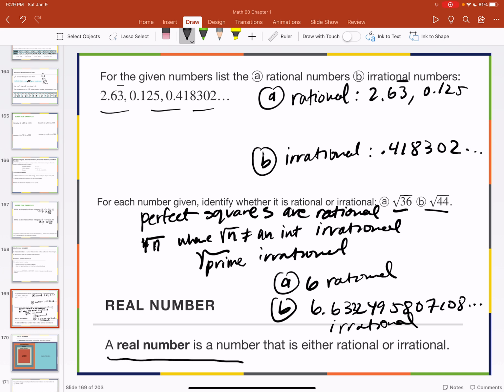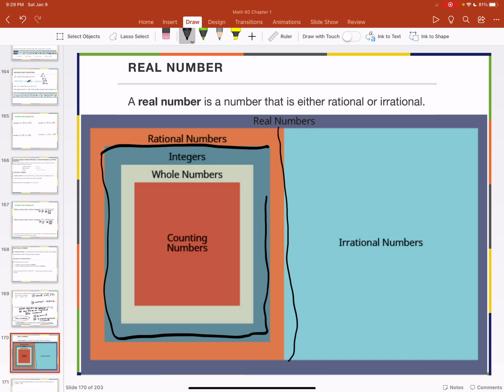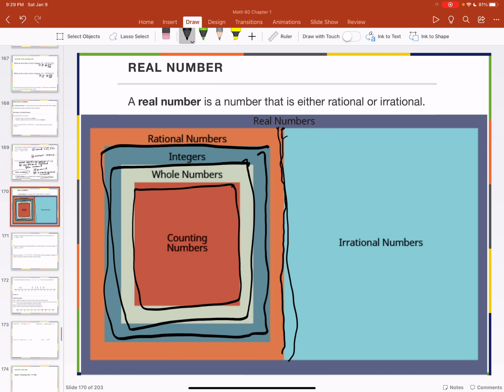So what are real numbers? Take both the rational and the irrational ones, and that's the real numbers. Let me show you this picture. Real numbers are everything here, everything that's included. Real numbers are split into the rationals and the irrationals. The rational numbers are the ones that contain the integers, and the integers contain the whole numbers, right? And the whole numbers contain the counting numbers. Then irrational numbers are not rational, and therefore they're not integers, not whole numbers, not counting numbers.